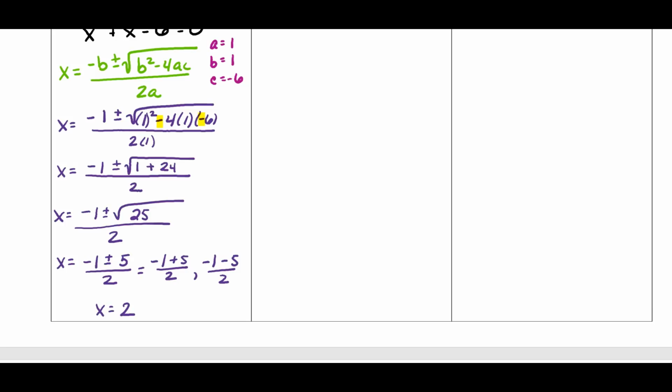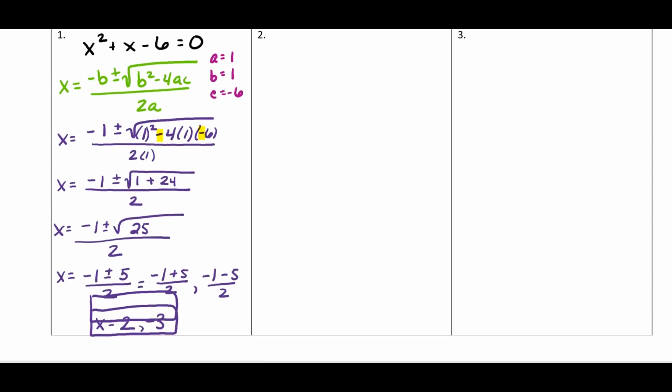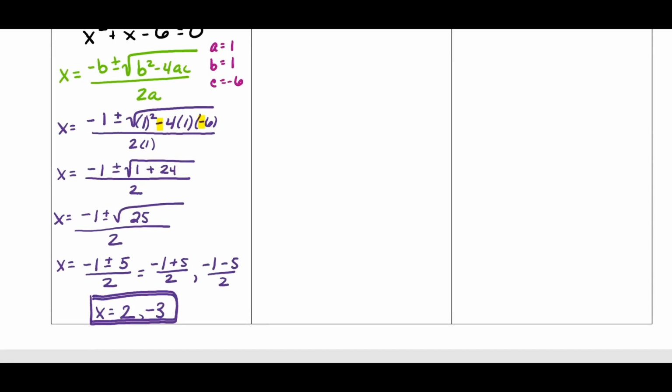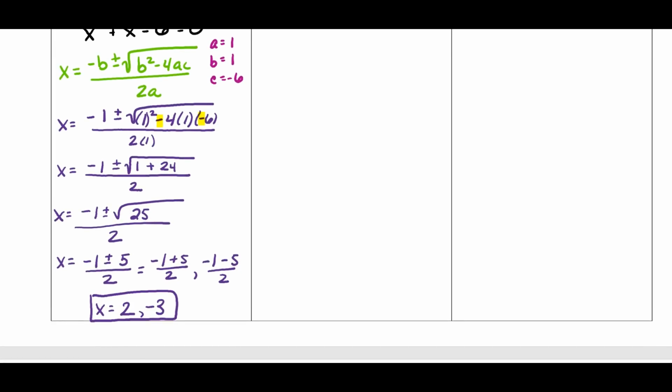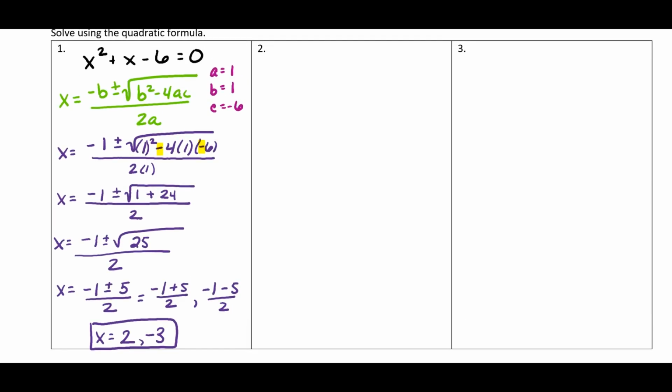Negative 1 minus 5 is negative 6, divided by 2 is negative 3. So our solutions here are 2 and negative 3. And if you were to plug these answers in for x, you would get that this equals 0.